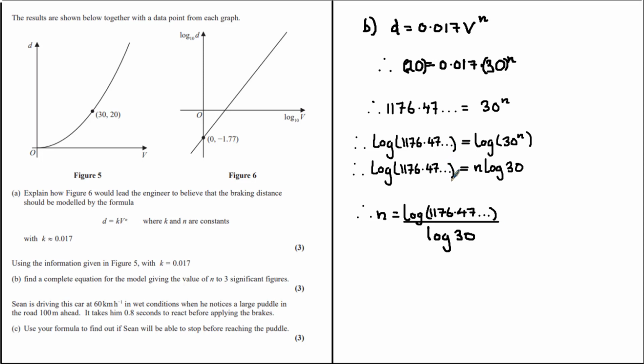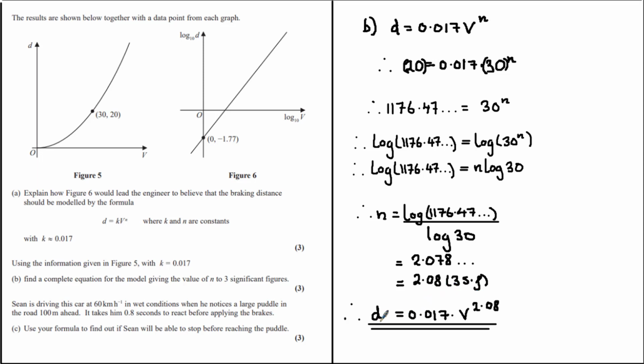And you must not round any of your values in these types of questions until the end, okay? Calculating this in our calculator, we get that n is equal to 2.078 and so on, which is equal to 2.08 to 3 significant figures. And therefore the complete equation for this model is d is equal to 0.017 multiplied by v raised to the power of 2.08.